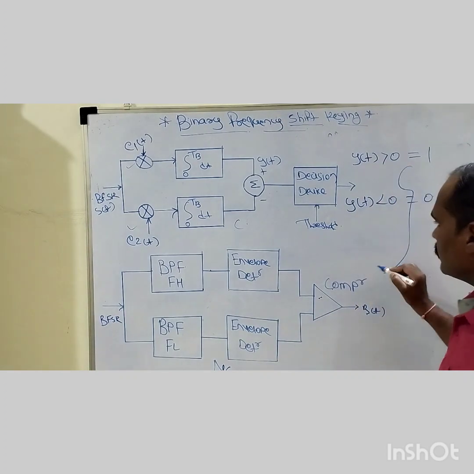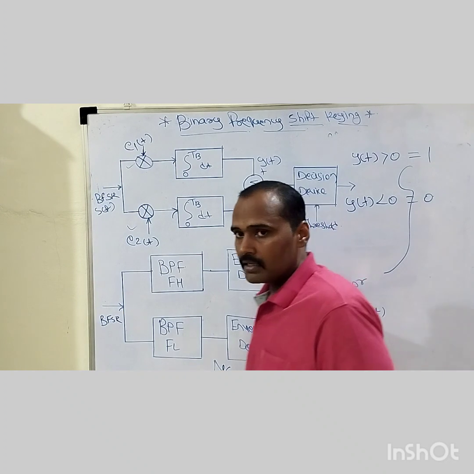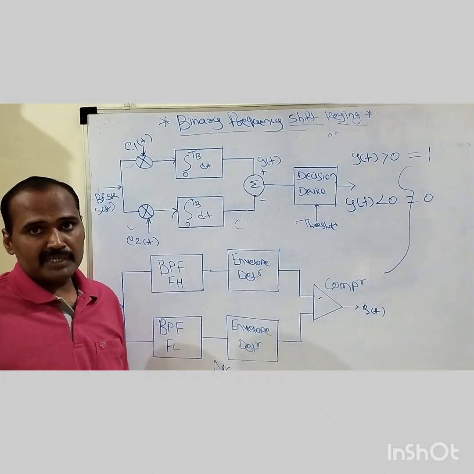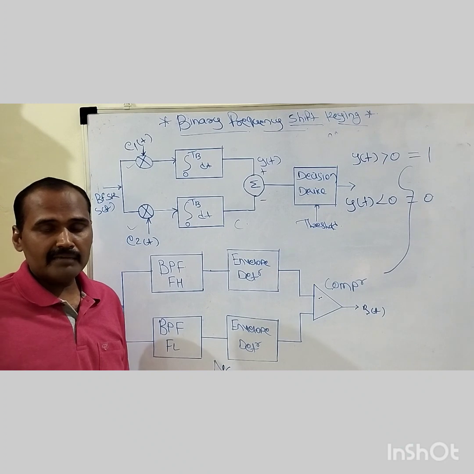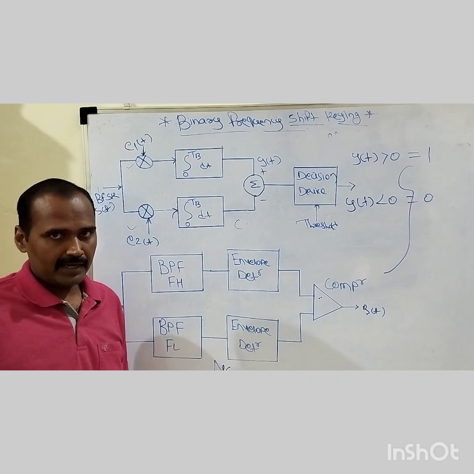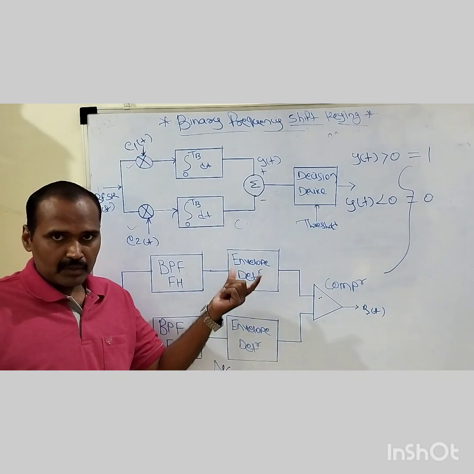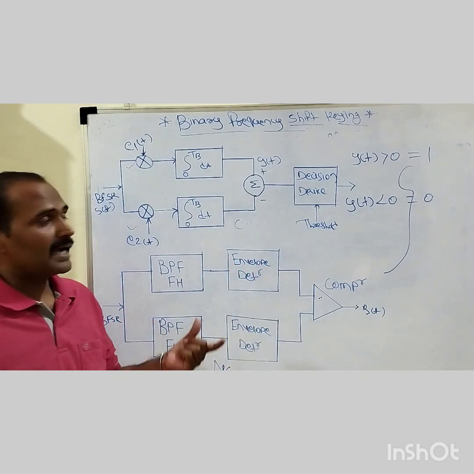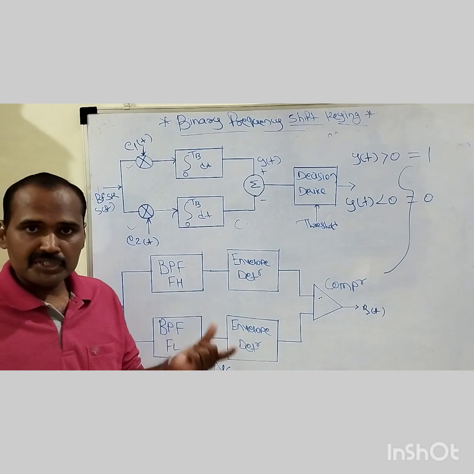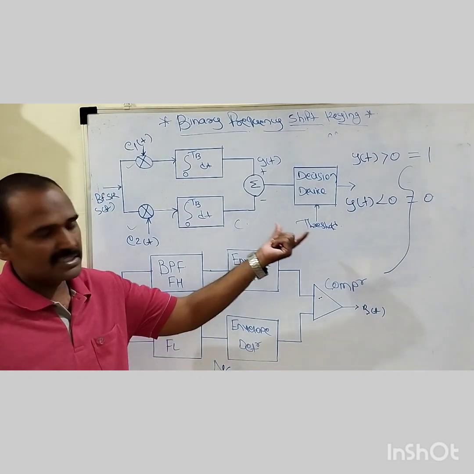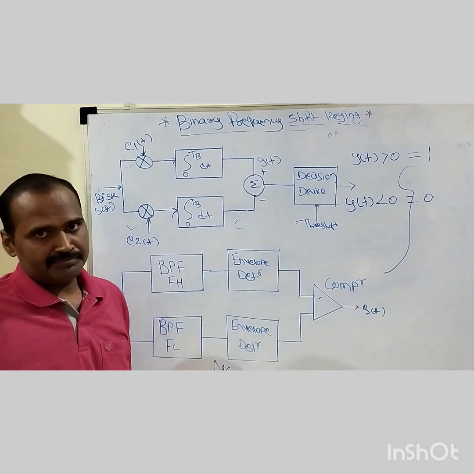So this is how the coherent as well as non-coherent detector performs its functioning in the binary frequency shift keying technique, right? I just hope that you can understand all these things belonging to binary frequency shift keying, which involves three different approaches: representation, generation, and detection. Thank you.